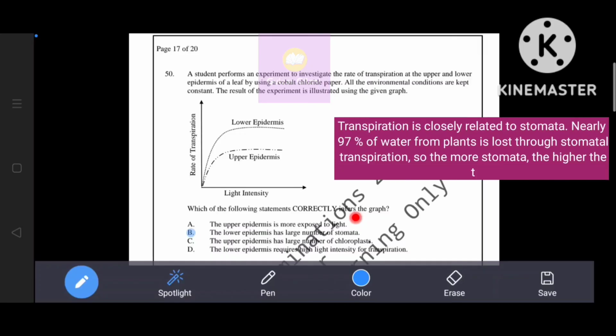As you know, transpiration is closely related to stomata. Nearly 97% of water from plants is lost through stomatal transpiration. So, the more stomata, the higher the transpiration rate. ज़्यादा ट्रांसपायरेशन हमें कहाँ नज़र आ रहा है लोअर एपिडर्मिस में. दैट्स वाई गिवन ऑप्शंस में से जो करेक्ट आंसर है वो है ऑप्शन B, दैट इज लोअर एपिडर्मिस हैज large number of stomata. Means option B is the correct answer.